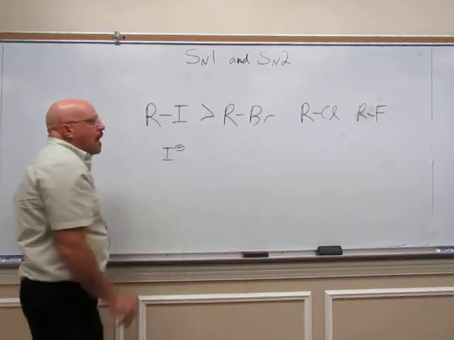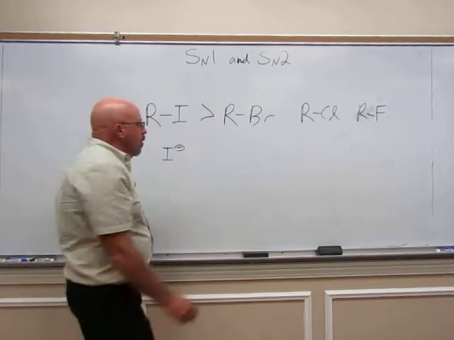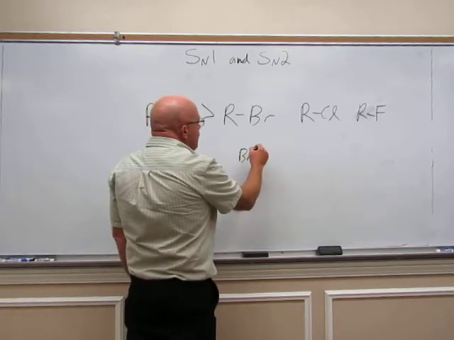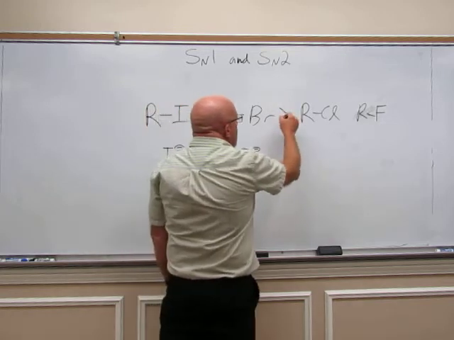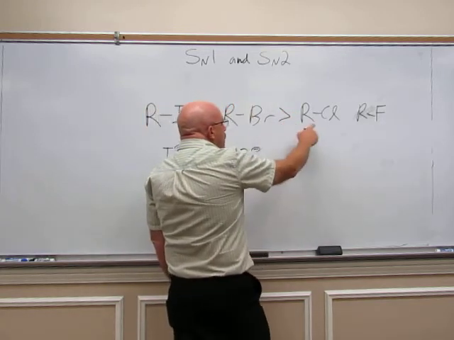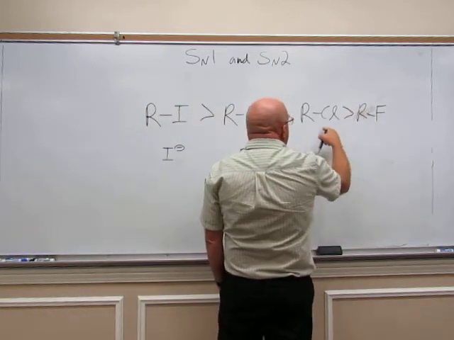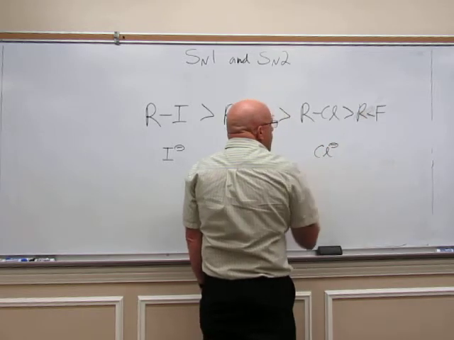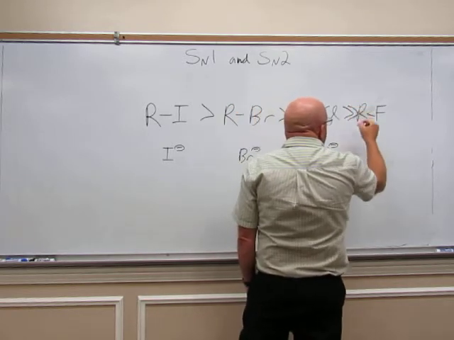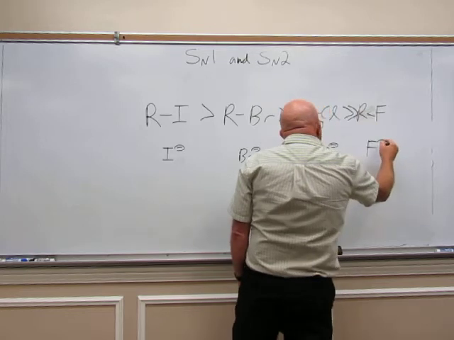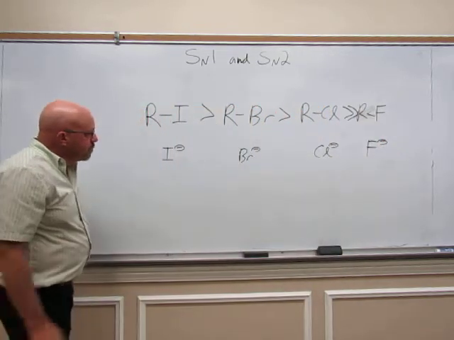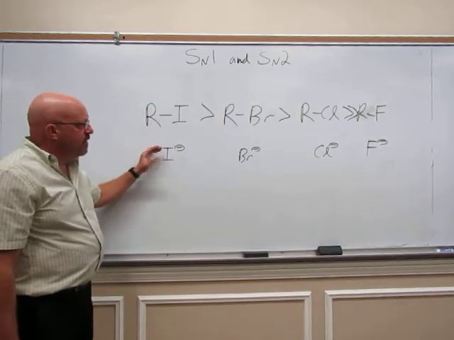These are going to be more reactive than an alkyl bromide, since the bromide is our leaving group. Alkyl bromides are more reactive than alkyl chlorides. Chloride anion is the leaving group, and these are much more reactive than the fluorides. Fluoride is the leaving group. So our best leaving group is the iodide.